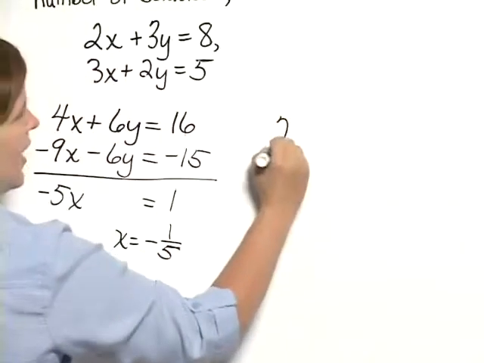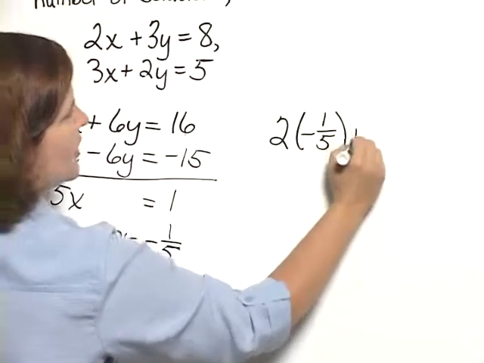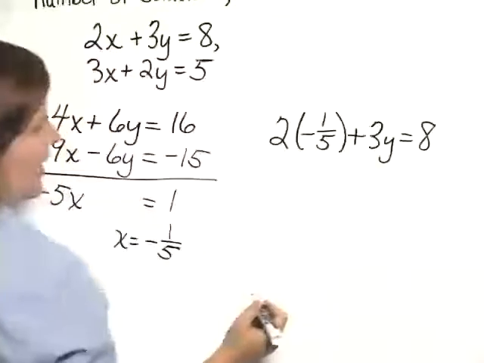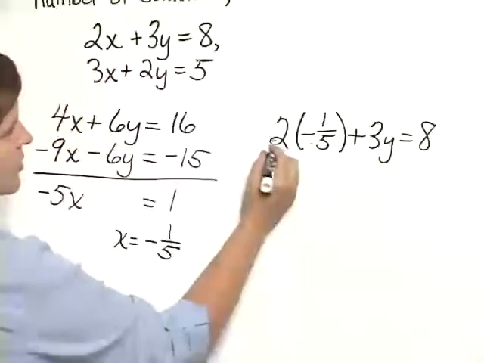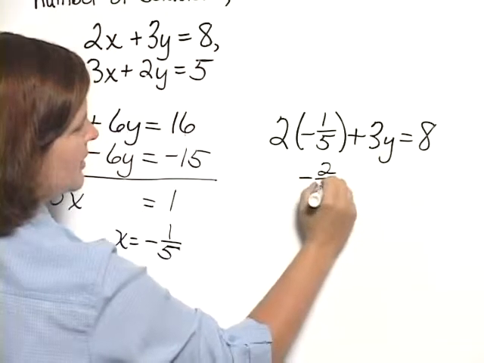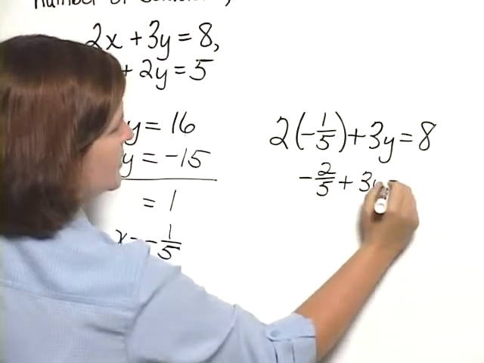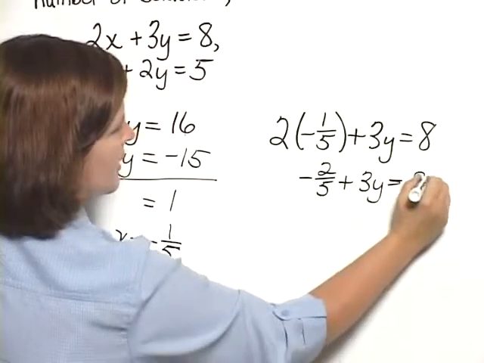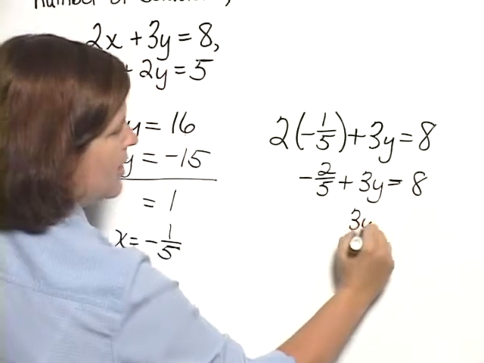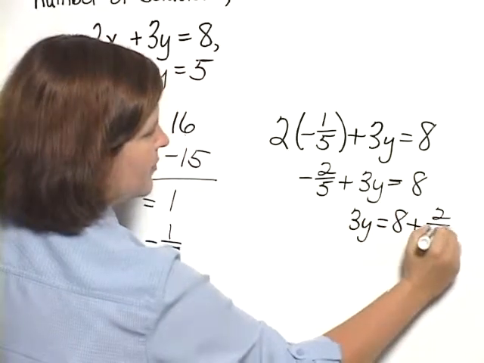It gives me 2x, or 2 times negative 1/5, plus 3y equals 8. And I just need to work through carefully. 2 times negative 1/5 is negative 2/5, plus 3y equals 8. And adding 2/5 to both sides, I have 3y equals 8 plus 2/5.